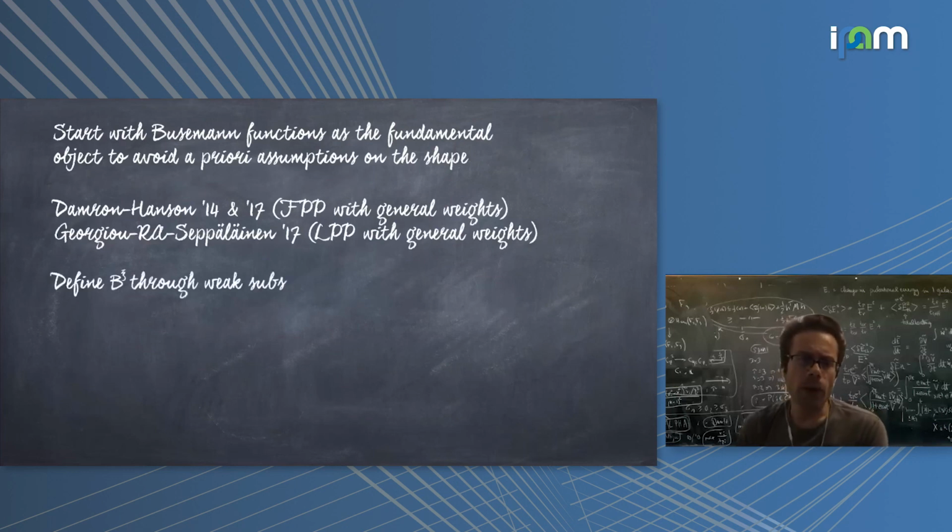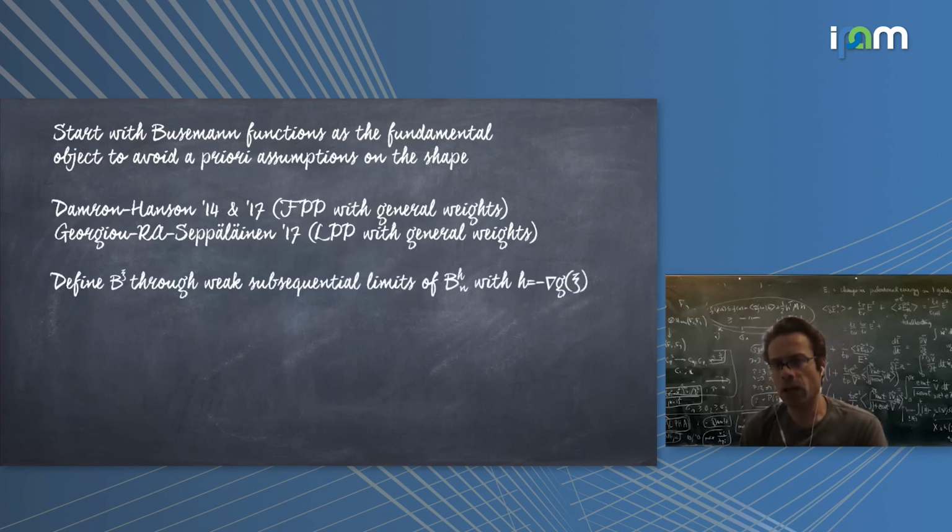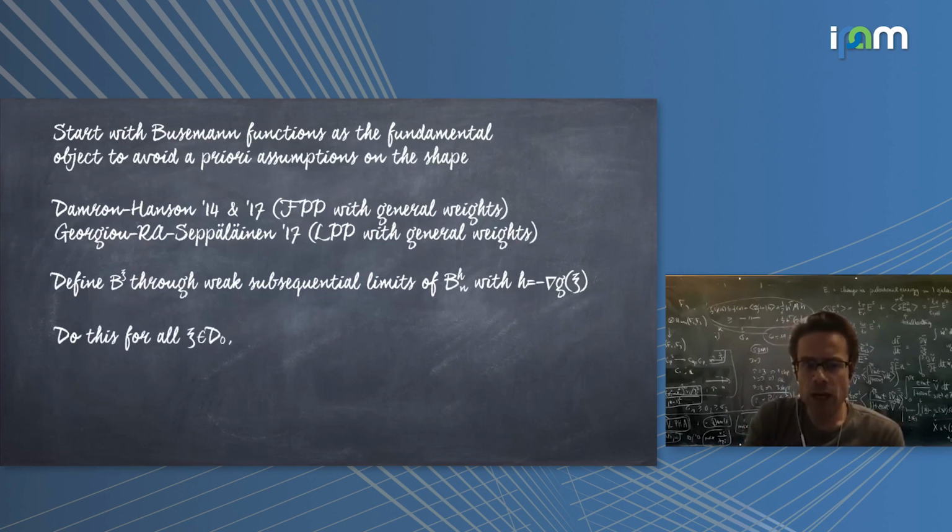So the way it's done is, you take limits in these Busemann functions, for example point-to-line Busemann functions. You prove some tightness and you take the limit in the weak sense, and then you enlarge your space to put the limiting object on the same space. And you do that for enough directions.